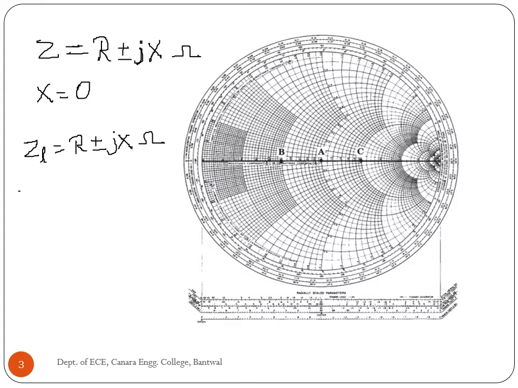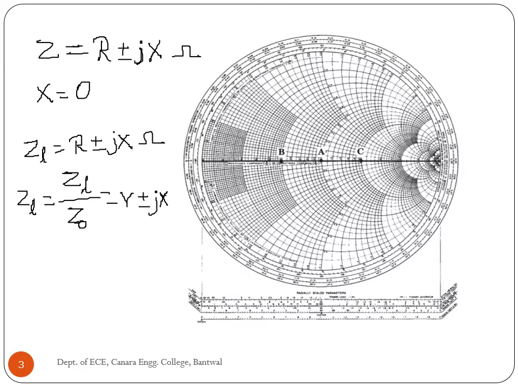The normalized impedance is calculated by dividing the given complex impedance by the system impedance, which is in the form R ± jX. Normalized impedance is dimensionless.